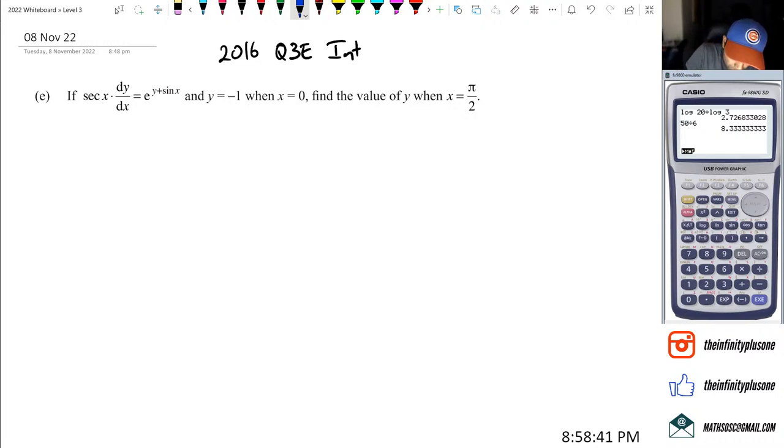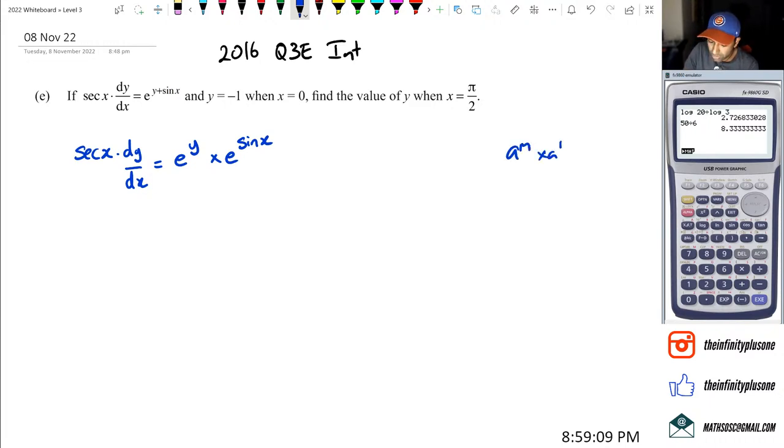So what we're going to do is write this as sec x times dy dx is equal to, we're going to split the e to the power of y. Because it's plus, we can actually say e to the power of y times e to the power of sine x. If you think back to your level one, this was one of the first things you learn about indices: a to the power of m times a to the power of n is a to the power of m plus n. So this is like that first rule that you learn in algebra.